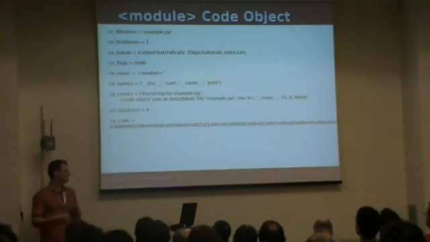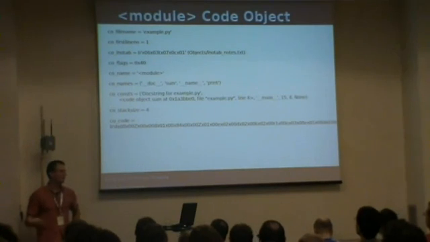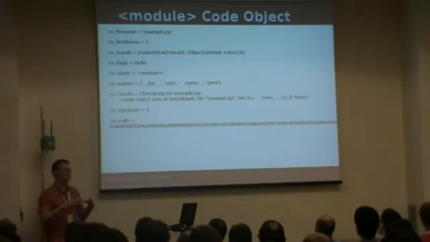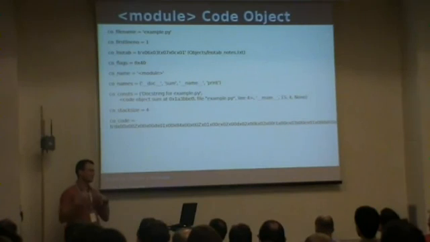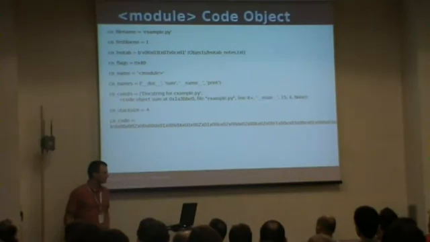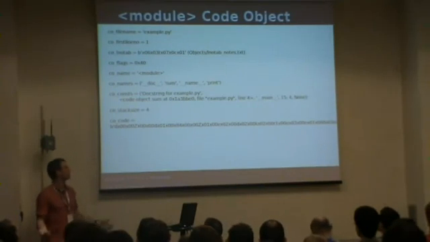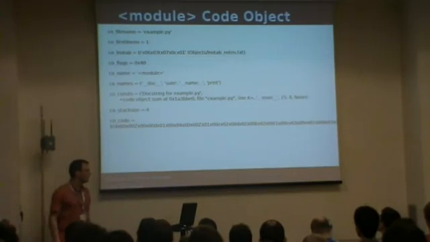Flags I'm mostly going to ignore. It's again things like what future statements are in use, whether a function uses star args, etc. I know we're still talking about a module, but you see the same code object is used for modules, for functions, for classes, etc. It's just that some attributes are not used. The name is normally, if it's a function, the function name. In this case, there is no name.